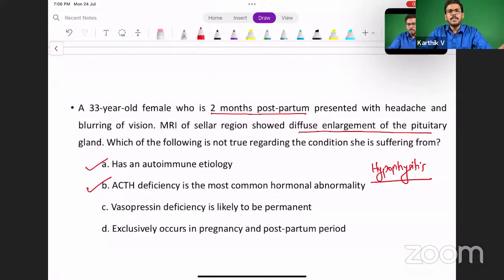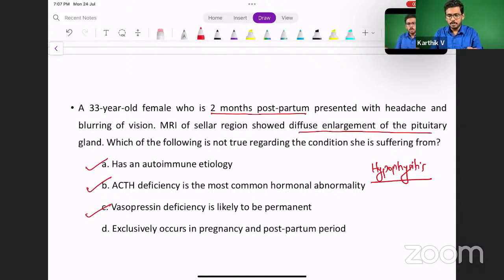Then, vasopressin deficiency is likely to be permanent. Very, very important question. You can have any hormone deficiency in a patient with hypophysitis. Could be ACTH, TSH, prolactin, etc. But once the vasopressin or the ADH is deficient, it is less likely to recover, whereas all the other hormonal axes may have a chance to recover once the inflammation subsides. So vasopressin deficiency or diabetes insipidus, once it sets in, is more likely to be permanent because it is associated with neuronal cell death. So this is also a true statement.